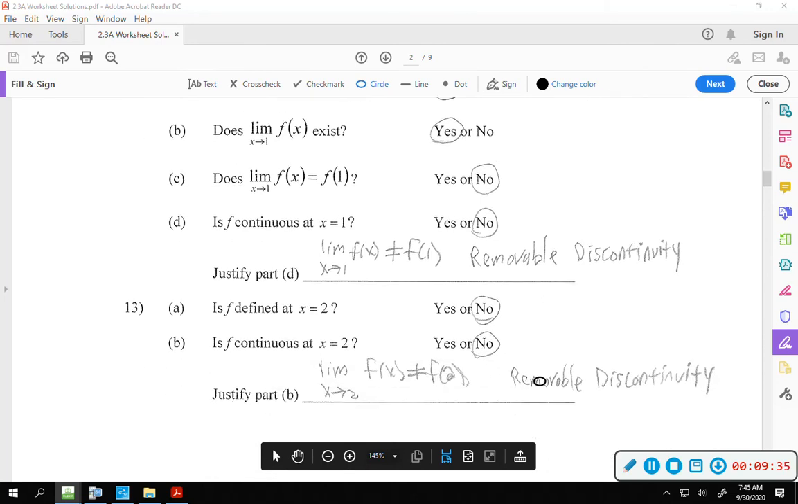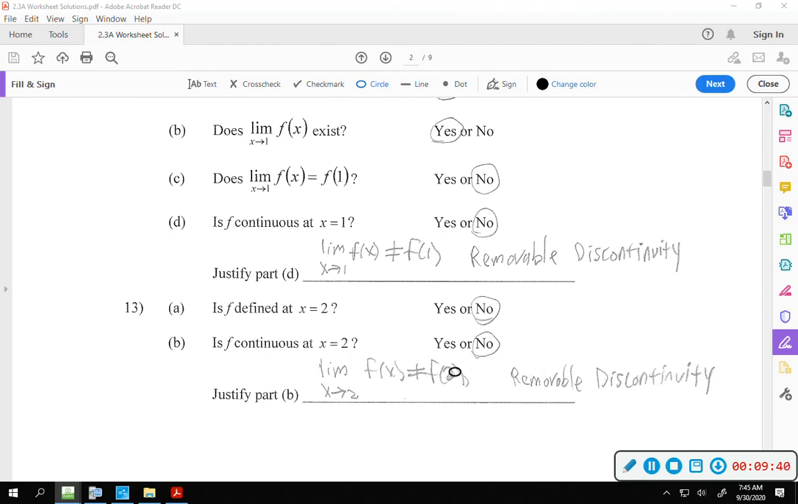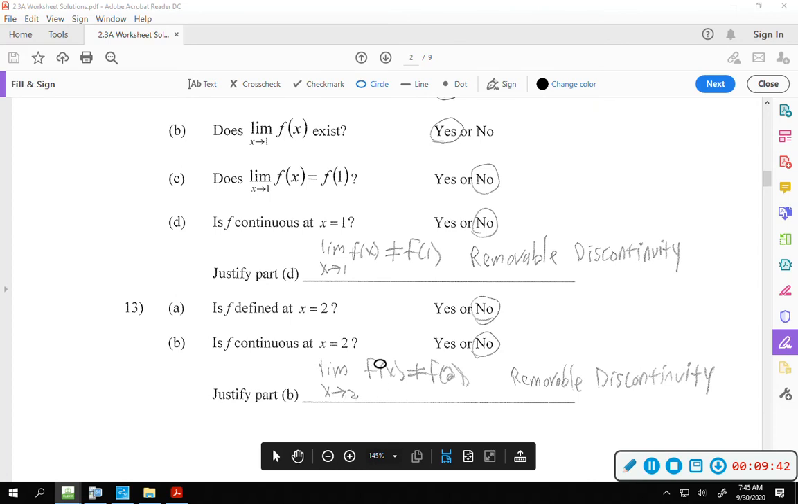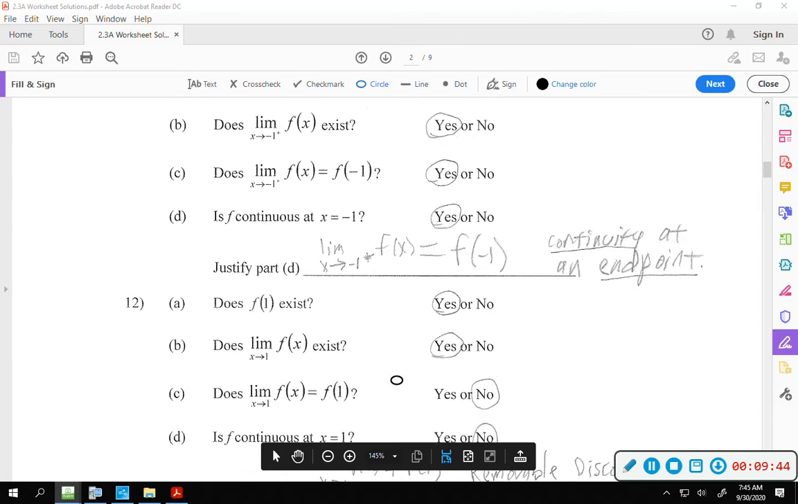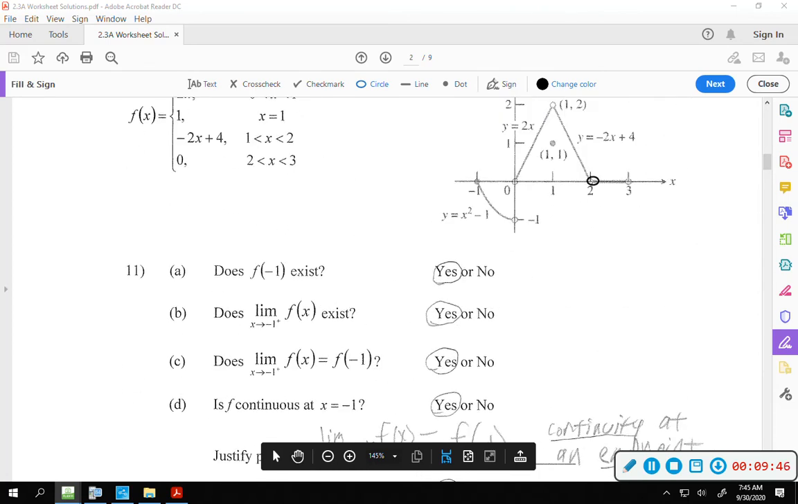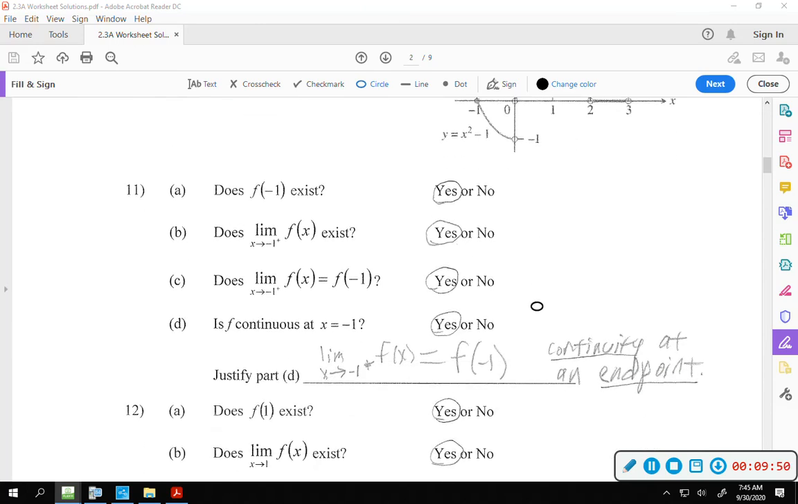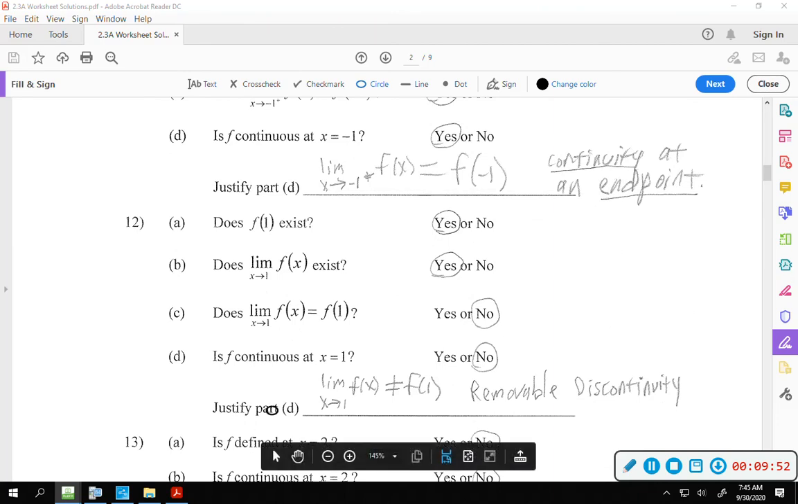Does the limit exist at x equals 2? Does the limit as x approaches 2 of f(x) exist? Yeah, it's a removable discontinuity. The limit does exist. They didn't ask that question. The limit does exist. But they do ask, is it continuous at x equals 2? And that answer is no. We have a removable discontinuity because the limit as x approaches 2 of f(x) does not equal f(2).